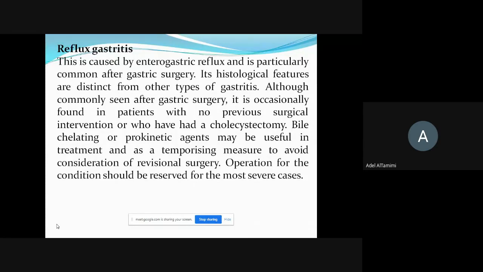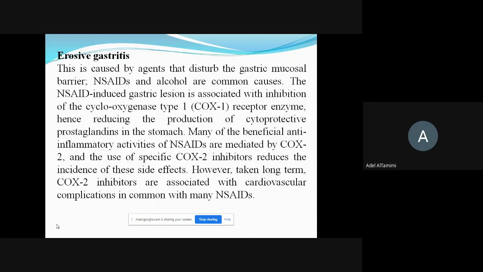يعني شنو الاوبريشن؟ احنا نريد نقلل الريفلكس of bile to the stomach، فنسوي diversion نحول المسار مال bile from the stomach to the small bowel. مفهوم؟ زين. The other type of gastritis is the presence of erosive gastritis.